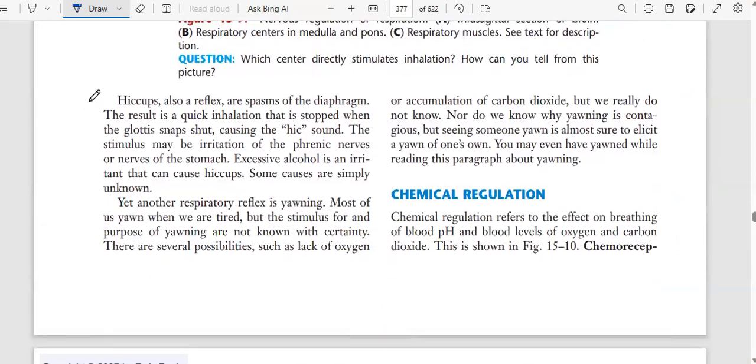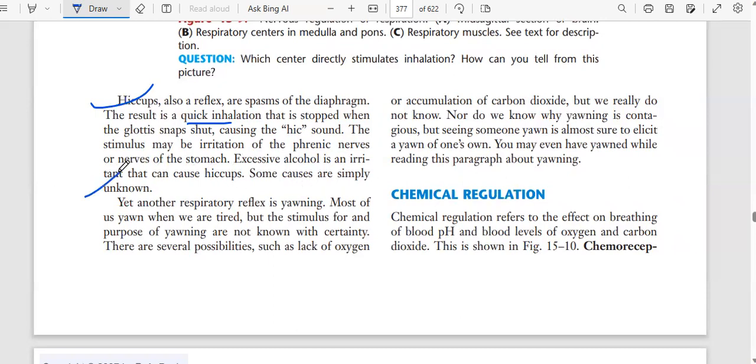And we have hiccups also. Hiccup is also a reflex due to the spasm of the diaphragm. The diaphragm is spasmed, so that's what we have as hiccups. The result is quick inhalation. It is stopped when the glottis snaps shut, causing the hic sound. The stimuli may be irritating the phrenic nerves of the stomach. Excessive alcohol is an irritant that can cause hiccups. Some causes are simply unknown.